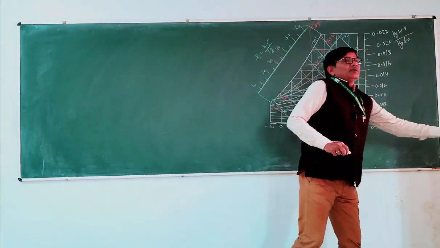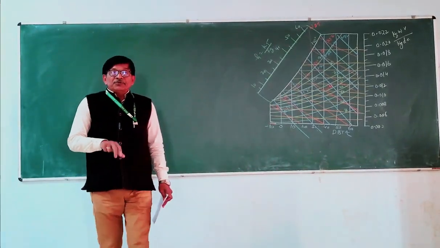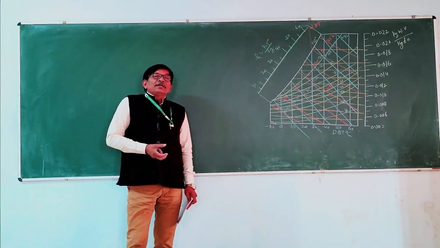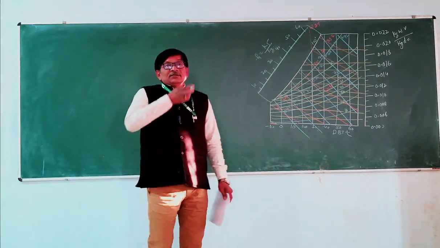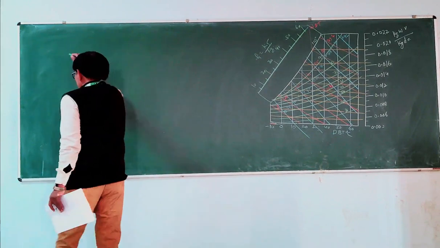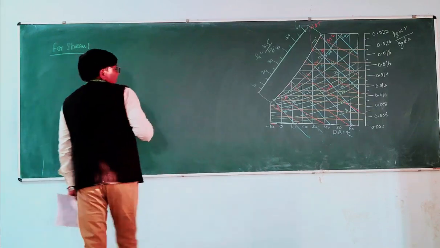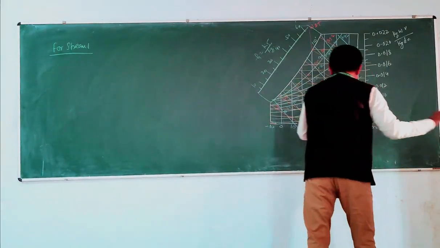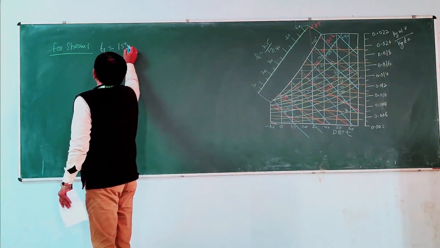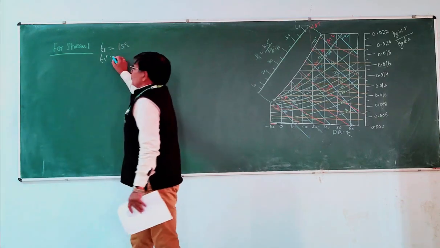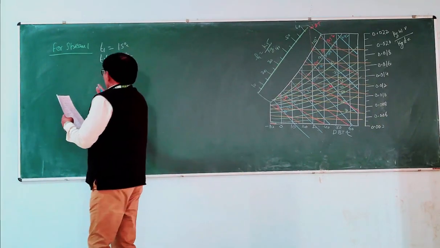So the purpose of this drawing of the psychrometric chart is to make you familiar with the various lines of the psychrometric properties. Here it is given stream 1 and stream 2. For stream 1, conditions are given: T1 equal to dry bulb temperature 15 degree centigrade, and T1 dash equal to wet bulb temperature, given as 13 degree centigrade, and omega 1.